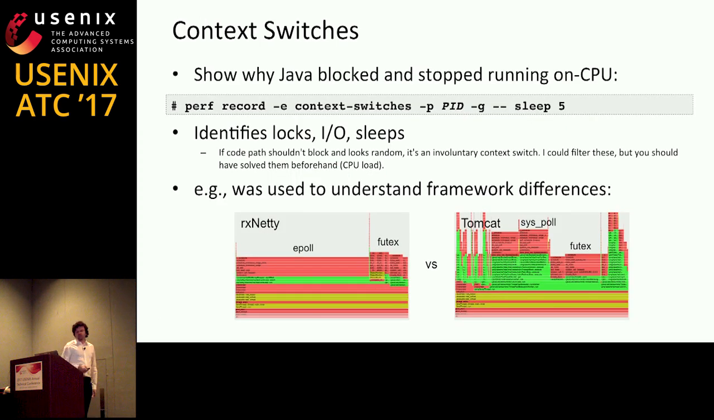Context switches is another great source. You can say why Java blocked and stopped running on CPU. Every time a thread stops running on CPU, the kernel runs its context switch routine. What a great area to instrument, because then I can pull out stack traces of why I blocked and get insight into what's happening off CPU, not just on CPU. And I've used that plenty of times for discoveries, like when I was analyzing the difference between frameworks.